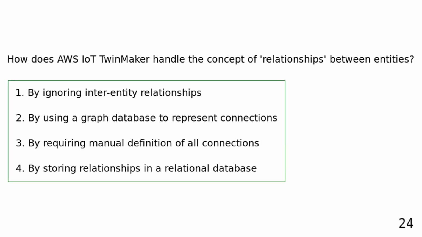How does AWS IoT TwinMaker handle the concept of relationships between entities? By ignoring inter-entity relationships. By using a graph database to represent connections. By requiring manual definition of all connections. By storing relationships in a relational database.